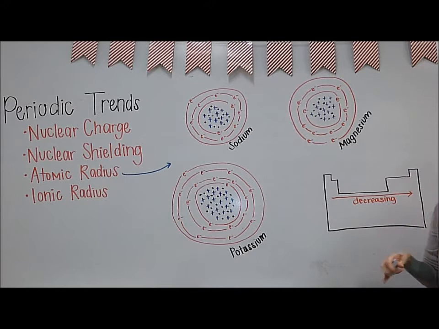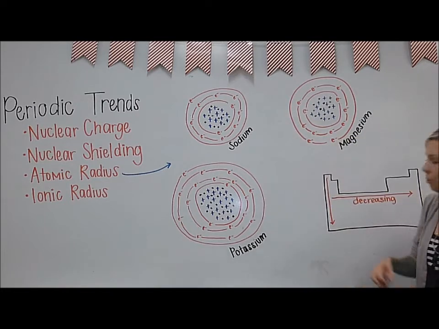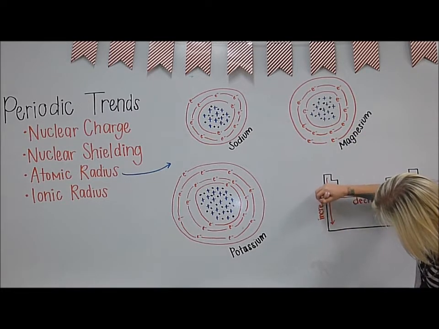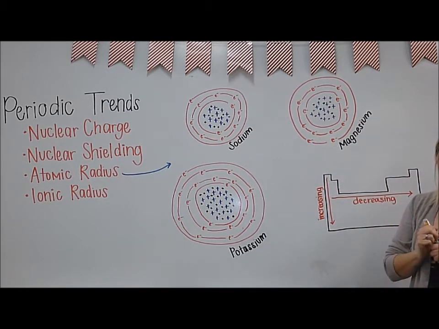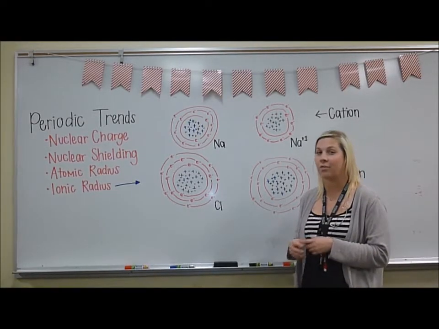In our atomic radius, because we have more protons, we're pulling in. As we go down a group, we are increasing, because we are gaining more energy levels. Okay, next we're going to talk about ionic radius.